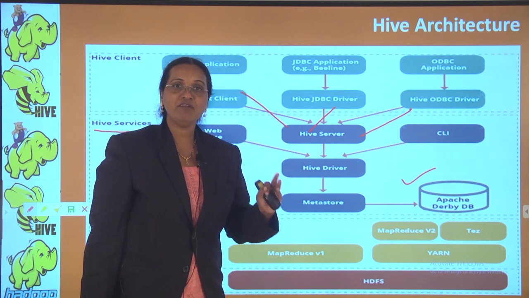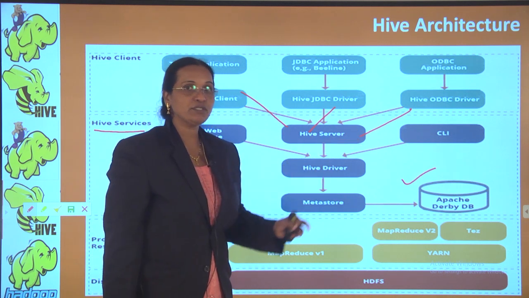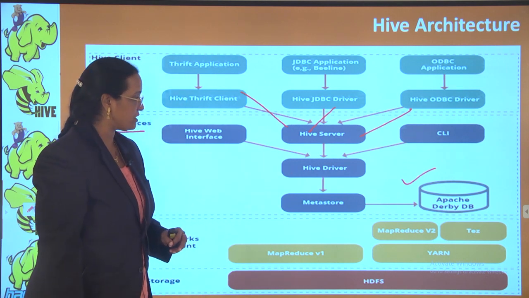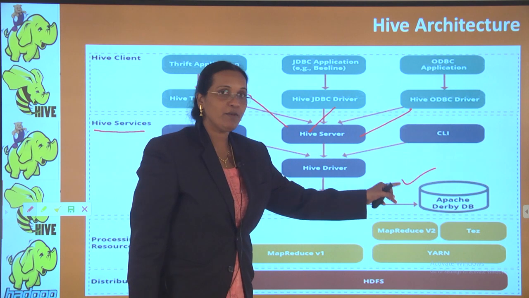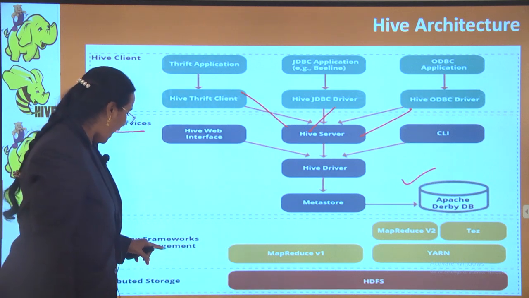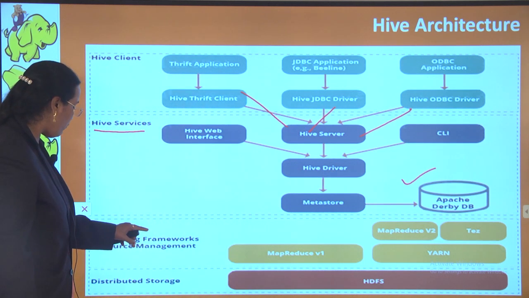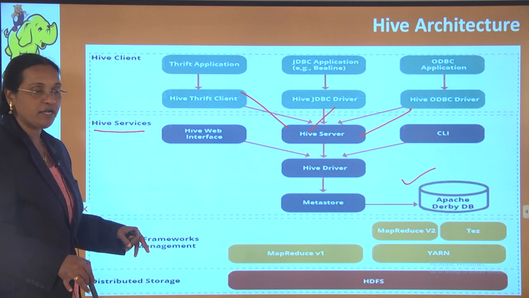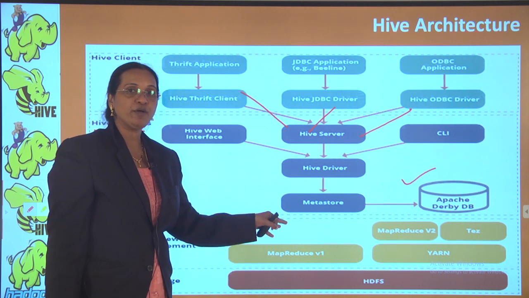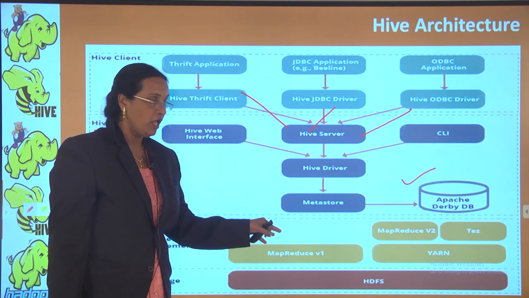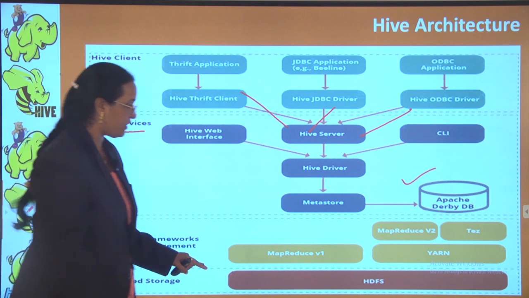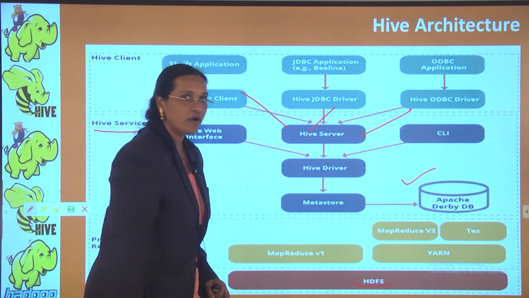Similarly, the Hive web interface and CLI will connect to one driver only, that is called the Hive driver. If you are well versed with the command line interface, you are going to make use of CLI. If you are well versed with the Hive web interface, you will make use of it, and both go through the Hive driver. And ultimately the Metastore will be stored in a database, Apache Derby. The third phase we call the processing framework phase, or resource management. Whatever operations are performed by the Hive query language are internally converted in the form of MapReduce code. And the last phase is called the storage phase, or distributed storage phase, which is nothing but HDFS, the Hadoop Distributed File System.